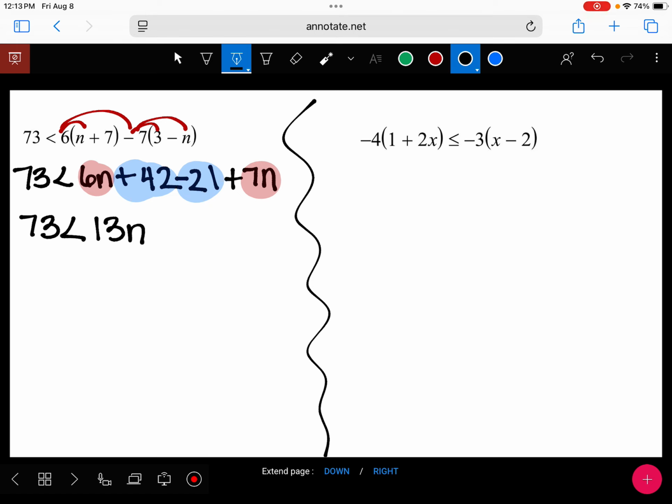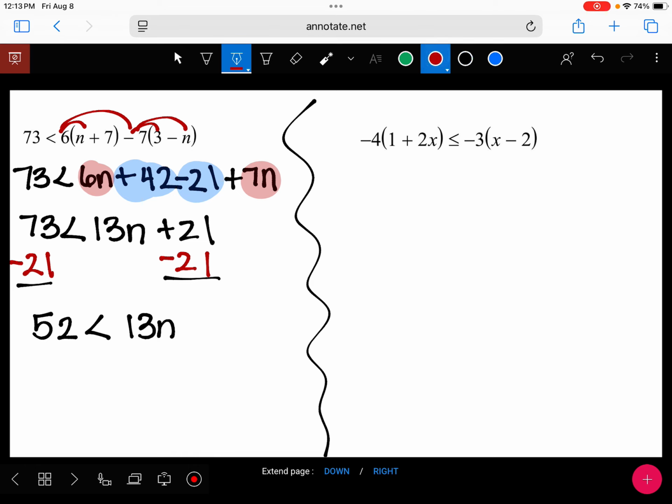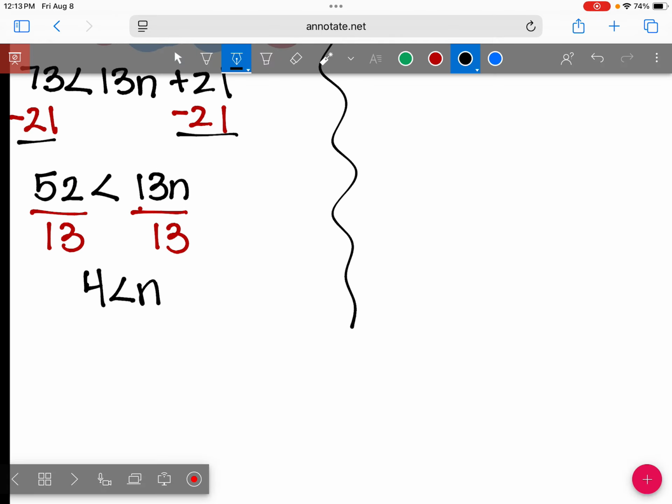Okay, yeah, 42 minus 21 is a positive 21. Okay, so now I'm going to subtract the 21 from both sides. So 52 is less than 13n. Divide by 13. And I get 4 is less than n. Let me pull that down, which is the same thing as n is greater than 4.